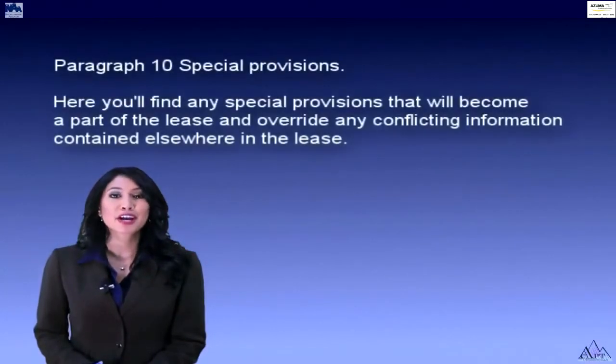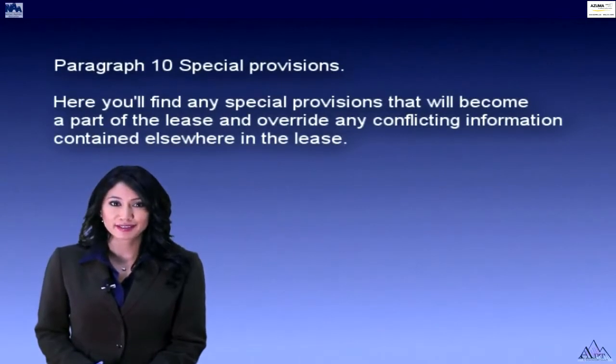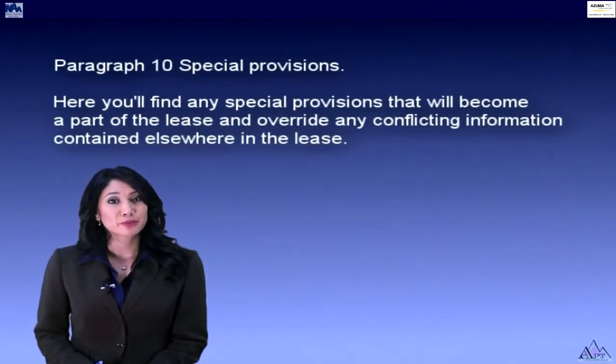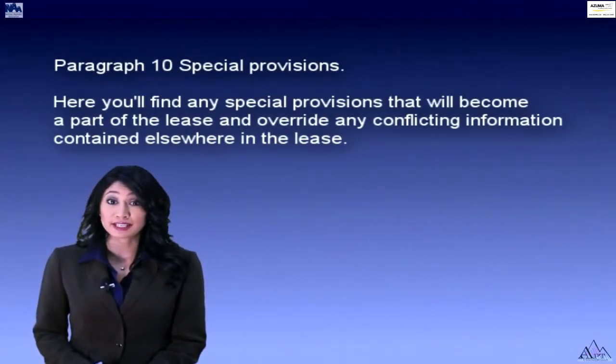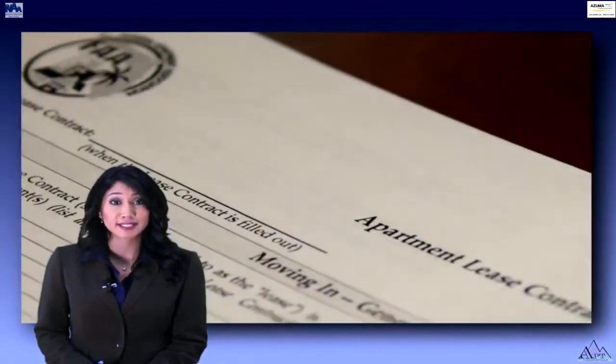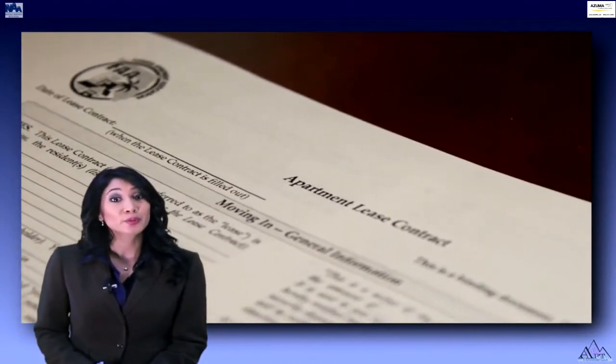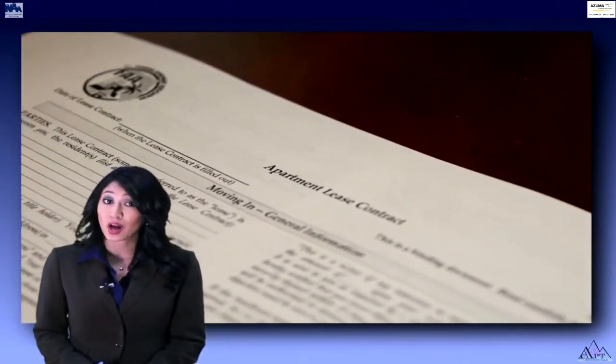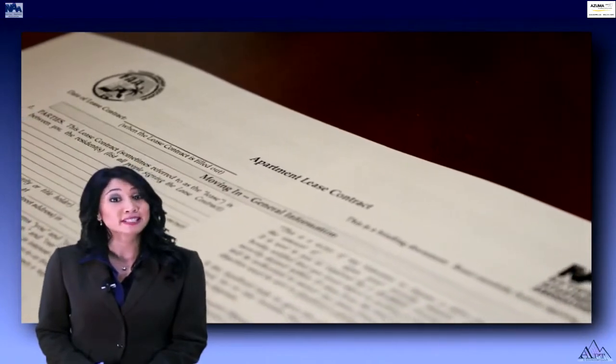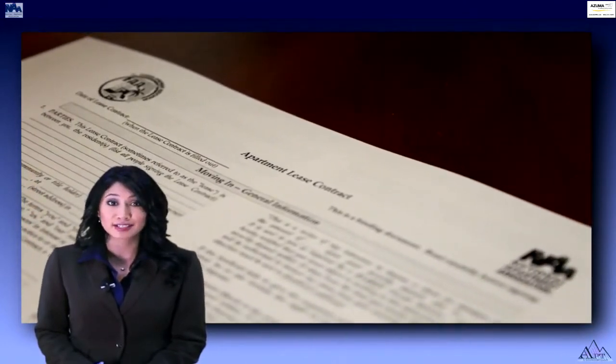Now that we've covered the general move-in information, let's take a look at the next lease section covering special provisions and what-if clauses. Paragraph 10, Special Provisions. Here you'll find any special provisions that will become a part of the lease and override any conflicting information contained elsewhere in the lease. Also, this paragraph notes that any attached addenda or written rules become a part of the lease as well. Paragraph 10 may continue on page 7 of the lease contract.